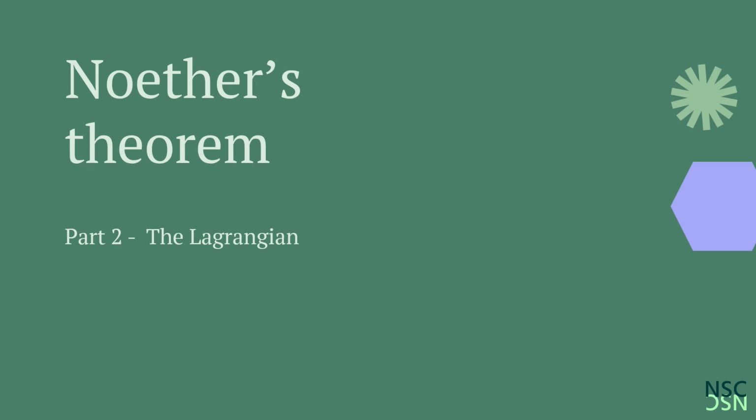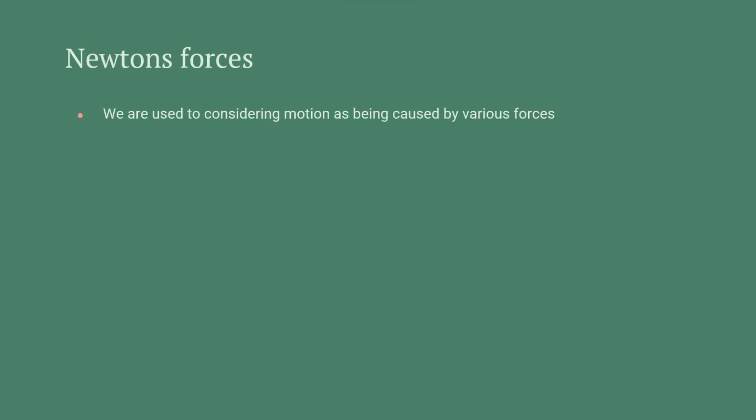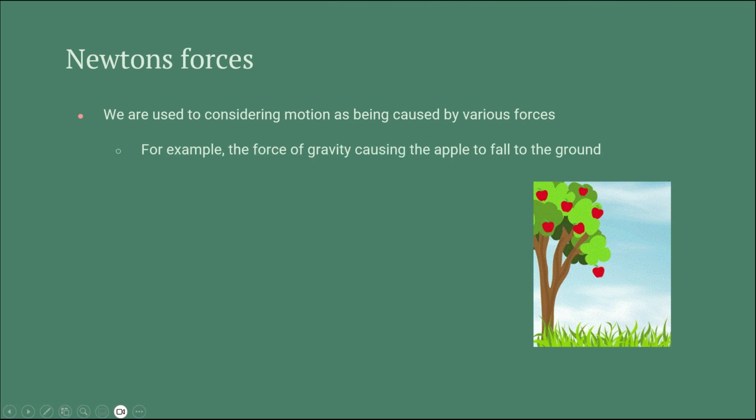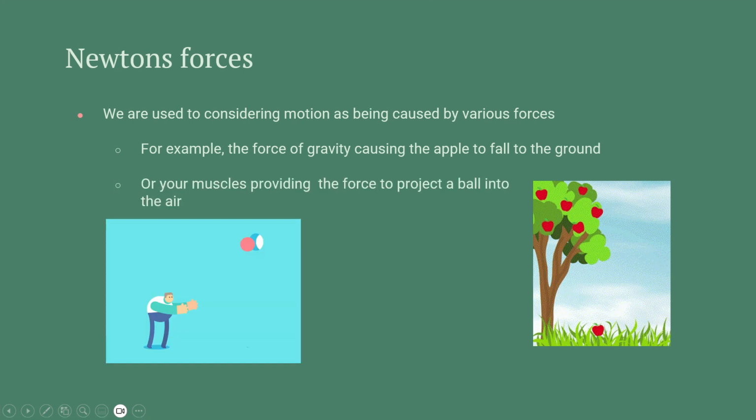So, Noether's theorem part 2. We're just going to run through what the Lagrangian is and explore it as a slightly different way of explaining motion and forces. So the traditional way we've been taught by schools, obviously, is that motion is caused by forces like gravity, or the force produced by our muscles pulling on or throwing something.